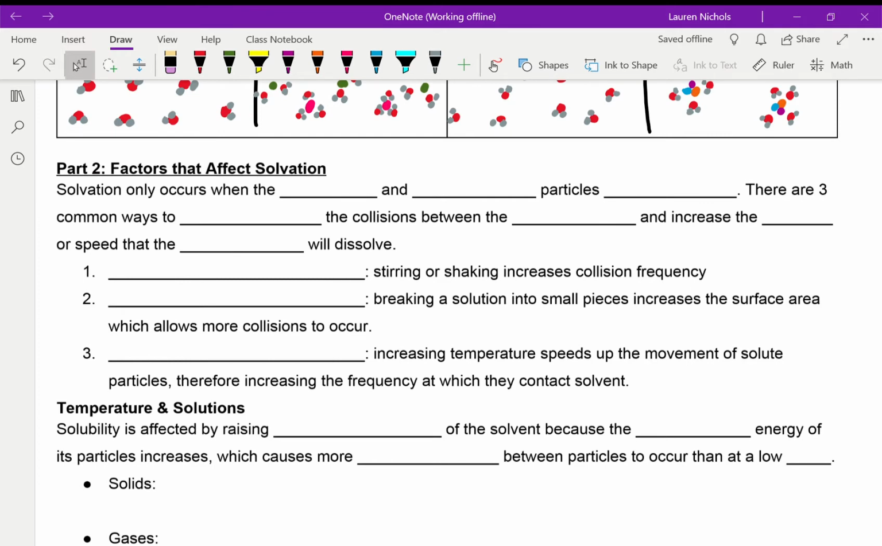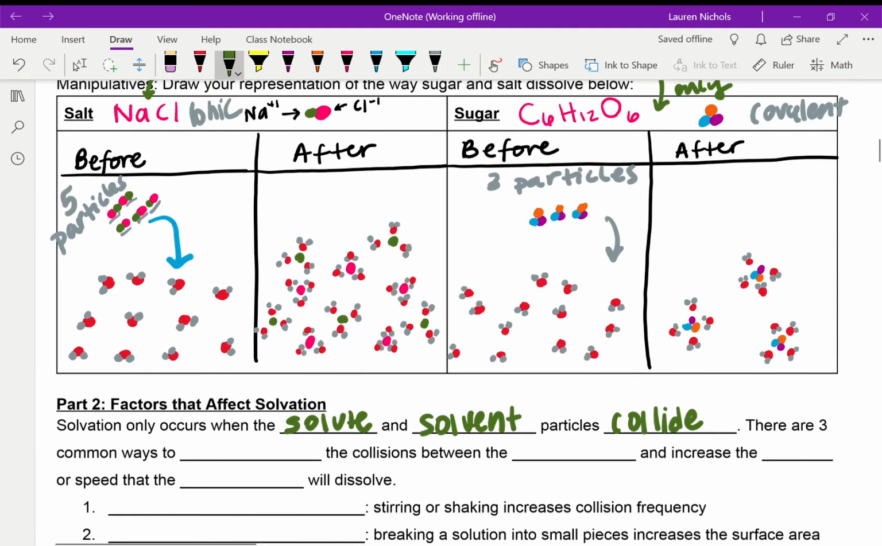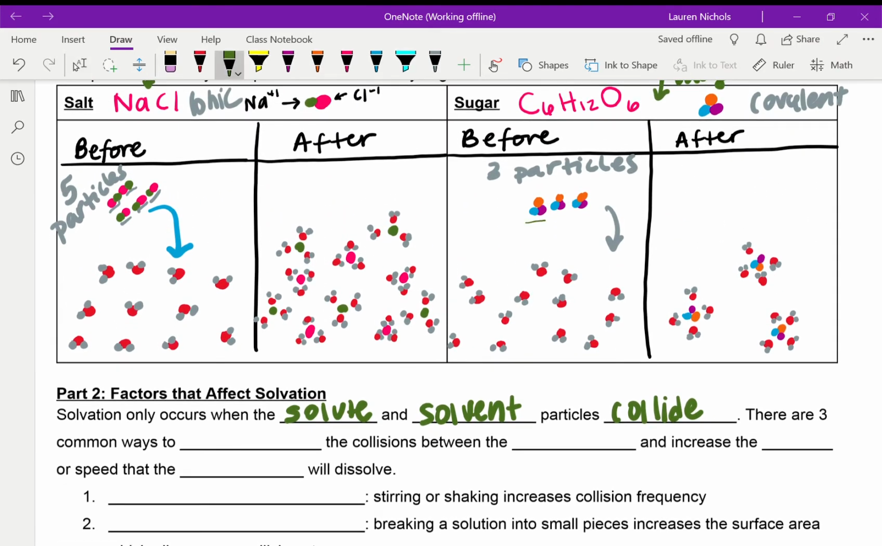solvation actually happen. And so one thing to keep in mind is that solvation only occurs when the solute and the solvent particles actually collide. If they don't actually touch, then there's nothing for them to happen. They have to come into contact with each other. So for example, if I'm dissolving sugar into water, or for example, these pictures that we drew up here, this sugar with these waters, if they don't actually touch each other, then this part can't actually happen.